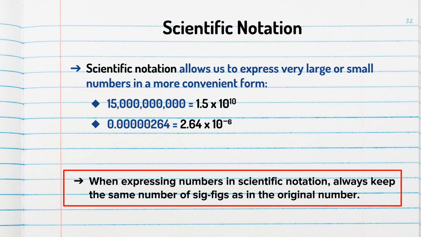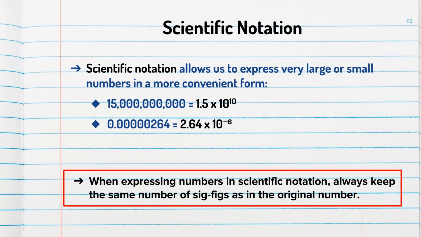Scientific notation allows us to express very large or small numbers in a more convenient way. So if I have 15 billion, I can express that without writing all 9 of those zeros. I can express that as 1.5 times 10 to the 10. Same thing with 0.00000264. I can take that and express it as 2.64 times 10 to the negative 6.